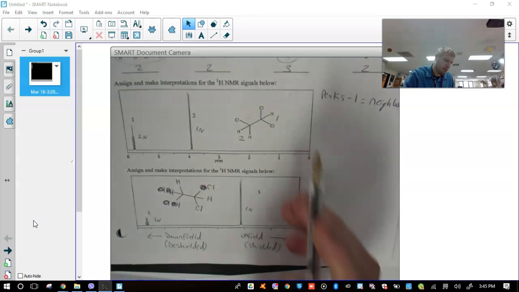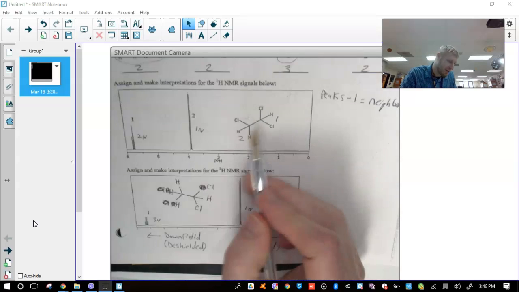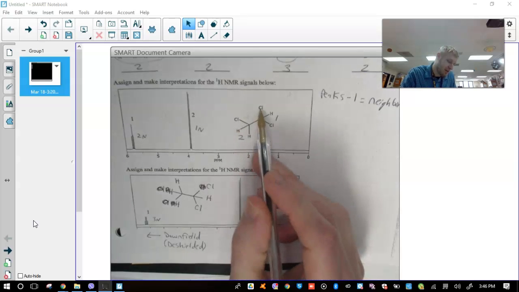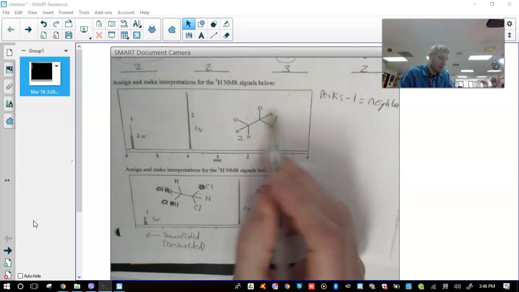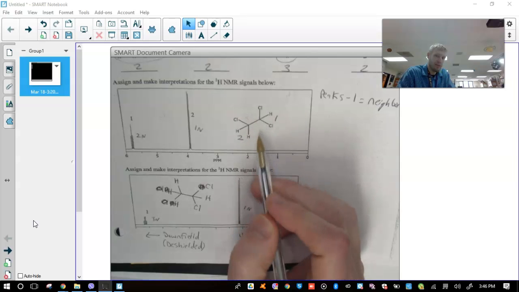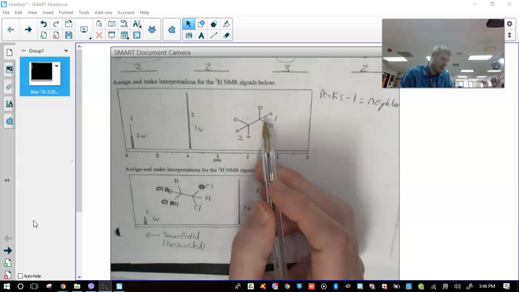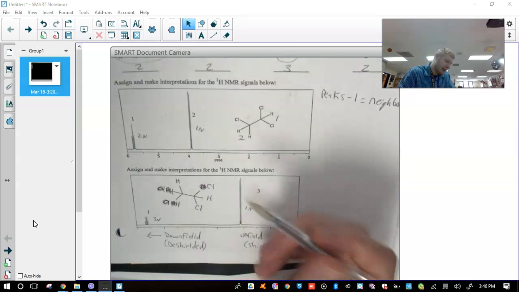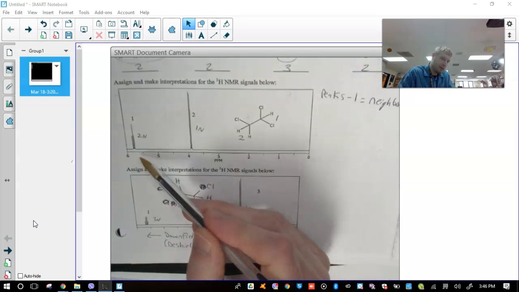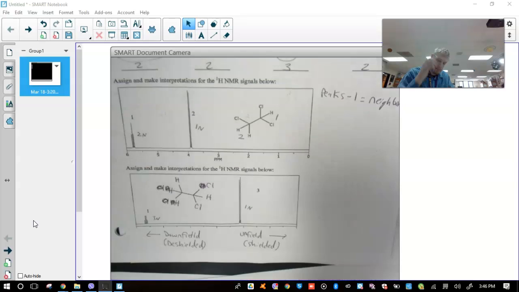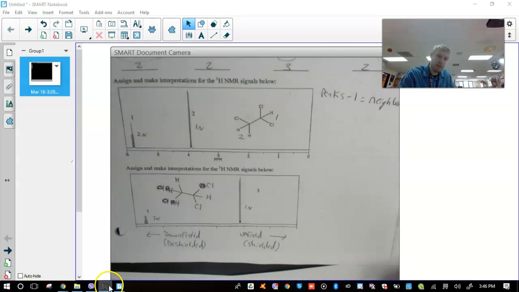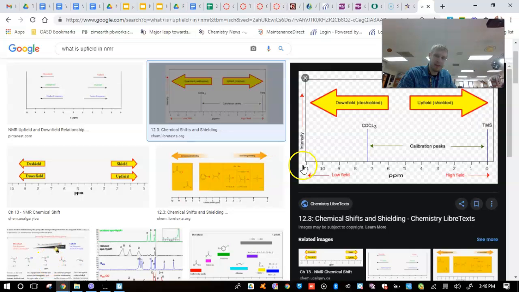Alright, so what we've got right here is chlorine, H, H, chlorine, chlorine, and H. These chlorines are very electronegative, and there's more of them on this side. They're pulling the electrons towards themselves, and therefore they are de-shielding this proton right here. As we go further to the left, we're going downfield. Downfield is very de-shielded.